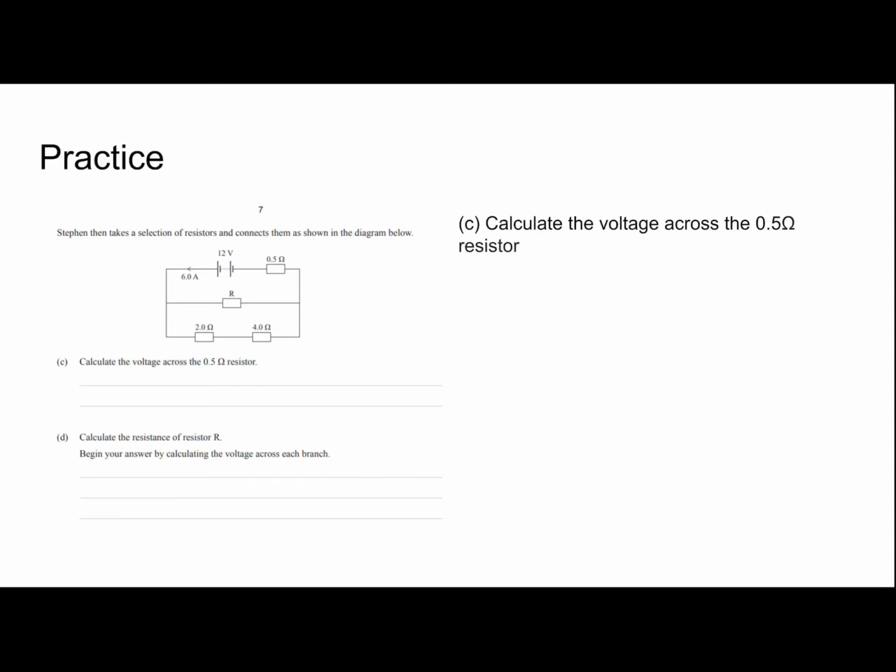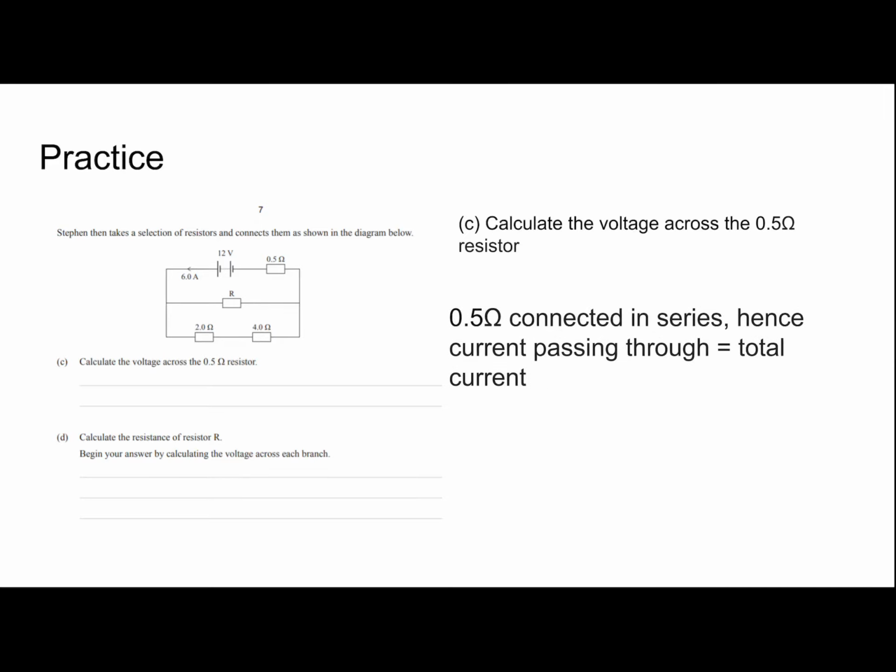Alright, so this means that we can say that V equals IR. 0.5 ohm connected in series. So we can say V equals IR, and therefore V equals 0.5 times 6, which is 3 volts. And that will be your final answer, 3 volts there.